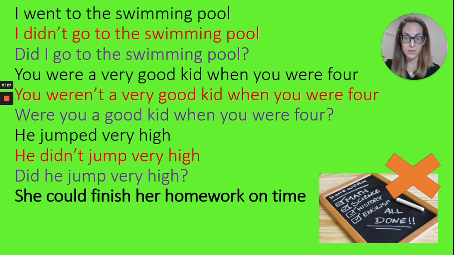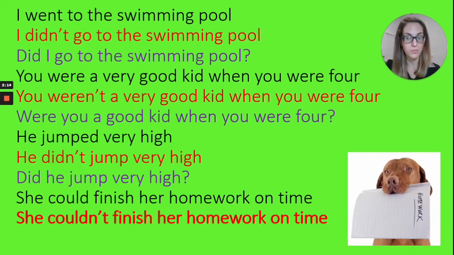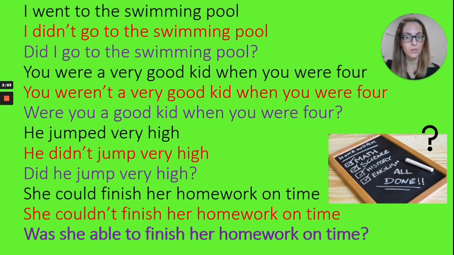This one is a bit difficult. She could finish her homework on time. Pasado del verbo poder. Could. She could finish her homework on time. She couldn't finish her homework on time. Her dog took it.